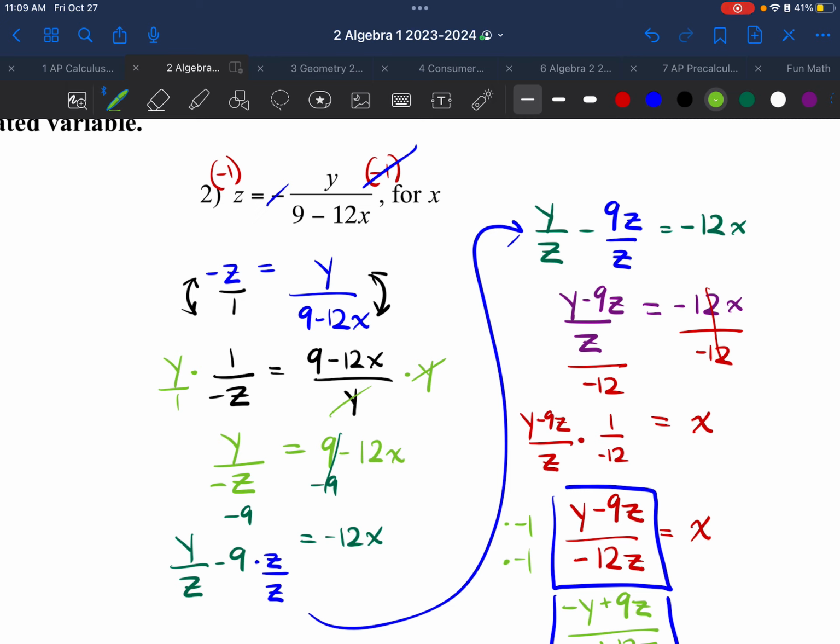And by the way, when you have a negative down here, you're allowed to switch the negative to whichever side you want. In this case, I have a negative on the bottom. I'm just going to flip it back to the top. It doesn't matter where the negative goes, as long as there's a negative somewhere.